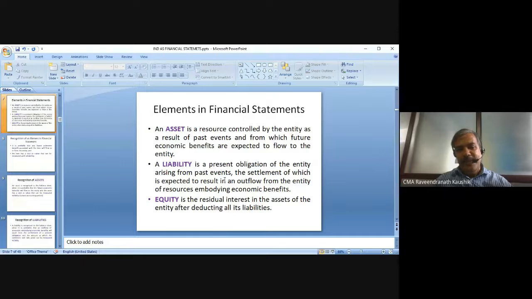So what are the main elements of financial statements? One is asset. An asset is a resource controlled by the entity as a result of past events, and from which future economic benefits are expected to flow to the entity. This is where the concept of historical cost comes into the picture. Assets are something which will be used in the future, so they should create some future economic benefit. That's something which needs to be created by an asset.